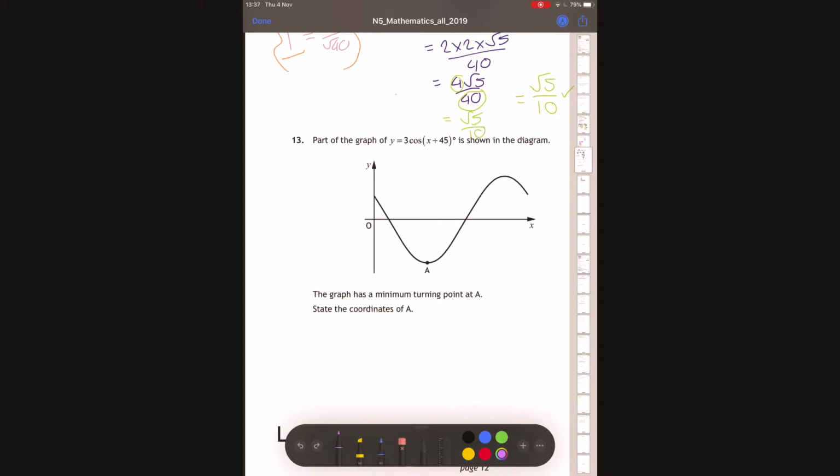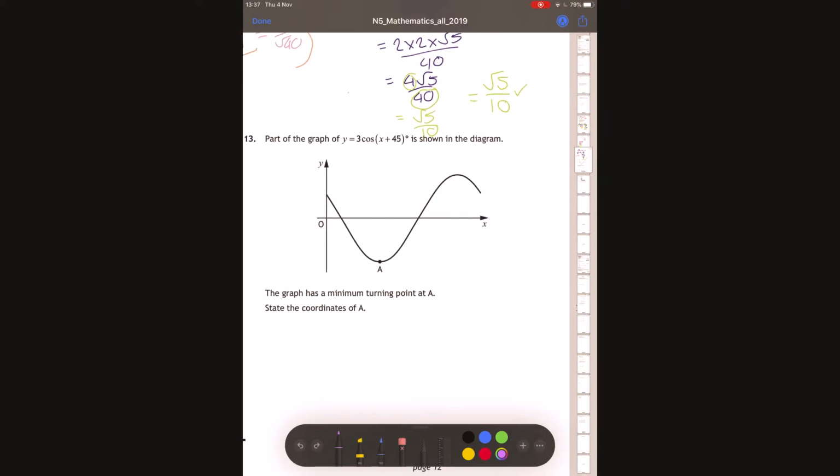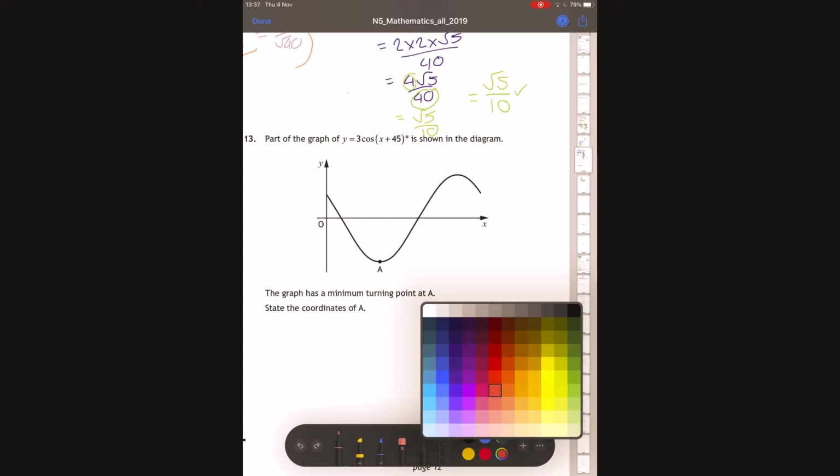Question 13. Trig graphs. State the coordinates of A. Key piece of information, that's the minimum turning point. And we have our equation. State means that we can just read this off nice and easily. And we need to use our equation. So we need coordinates, which means we need an x and a y.